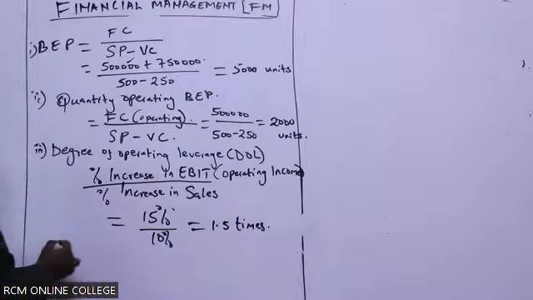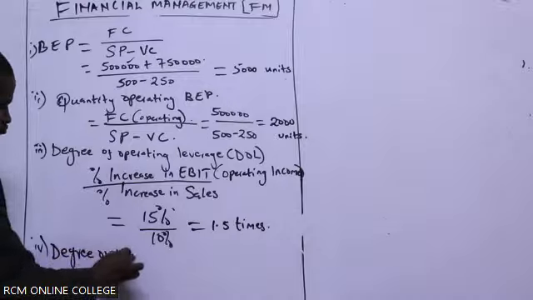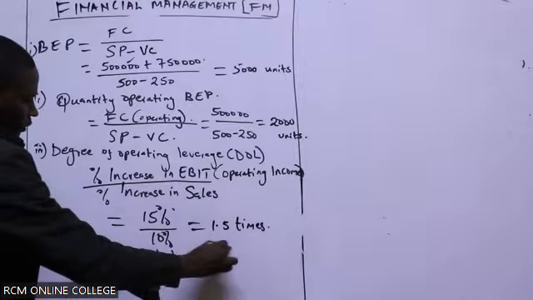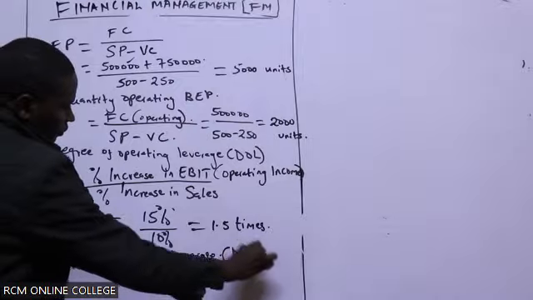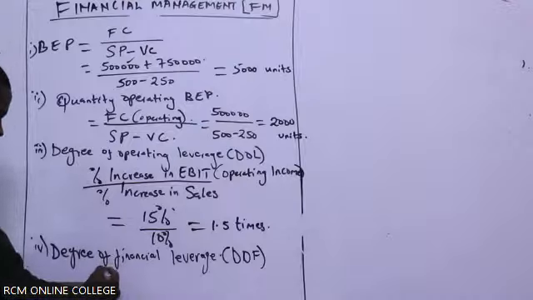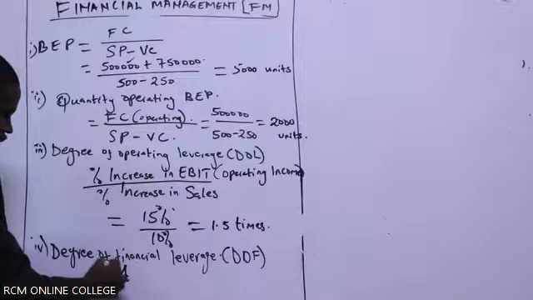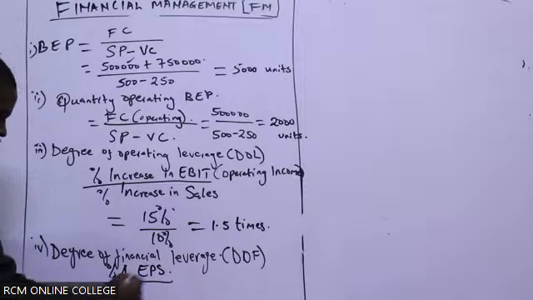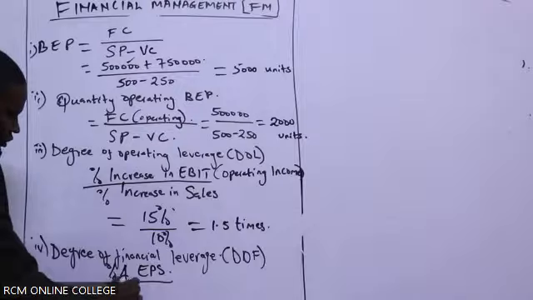Good. Then we go to the next one, Roman number 4. It is the degree of financial leverage. For the degree of financial leverage, we just have to use the formula: the percentage change in EPS over the percentage change in what? EBIT. Percentage change in EBIT.